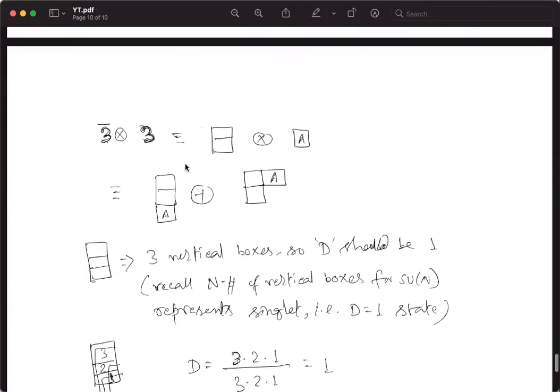So we can calculate 3 bar cross 3. So 3 bar is depicted by this, 3 is depicted by a single box. So this box we can put here. Now, unlike SU(2), this is SU(3), so we can keep a maximum of 3 vertical boxes. So this is allowed, right? And we can attach this here.